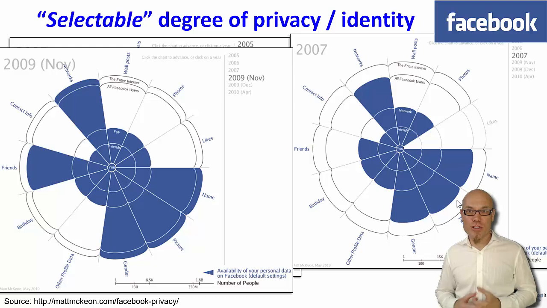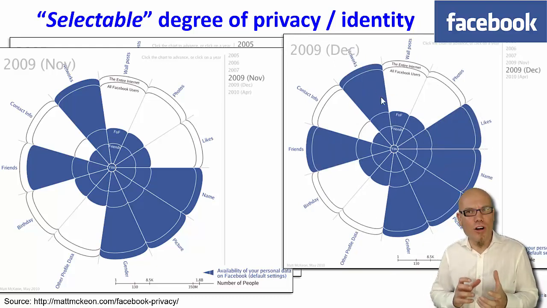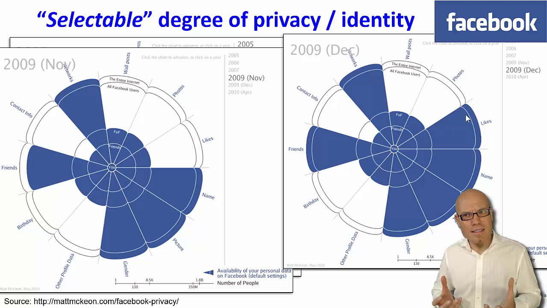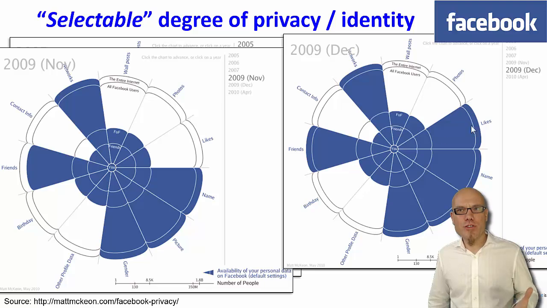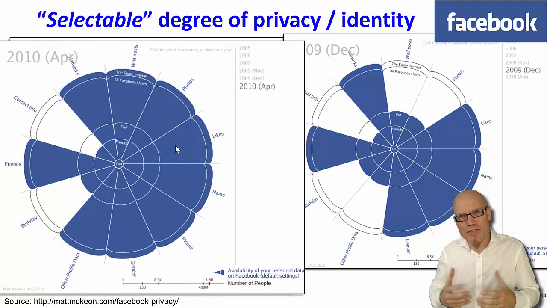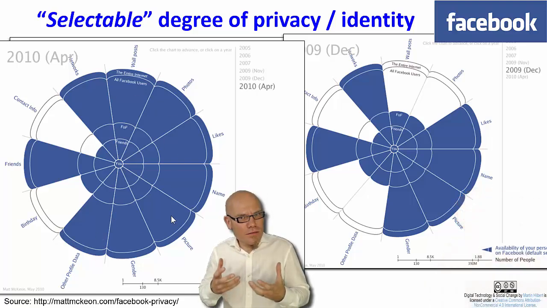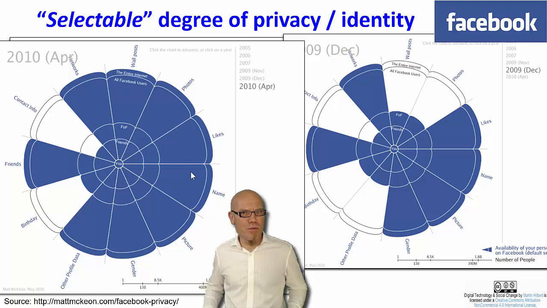In December 2009, everybody on the entire internet by default could also see your likes, which kind of posts you were liking. And by 2010, we went to a stage where basically everything by default was available to the public internet. Now, that also went a little bit too far for many people, and there was a big outcry.